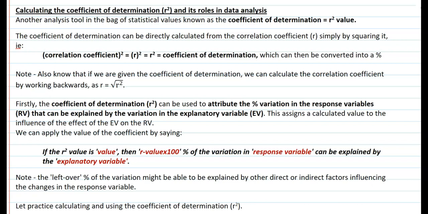Also, just note that if we're given the coefficient of determination, we can also work backwards and calculate the correlation coefficient just by square rooting our coefficient of determination. Let's practice calculating and using this coefficient of determination.